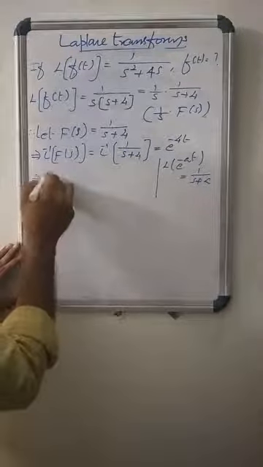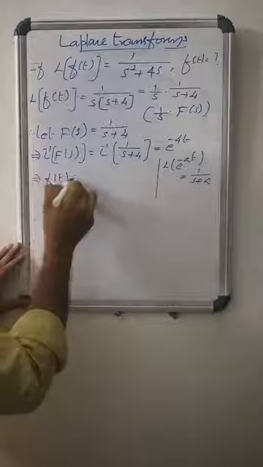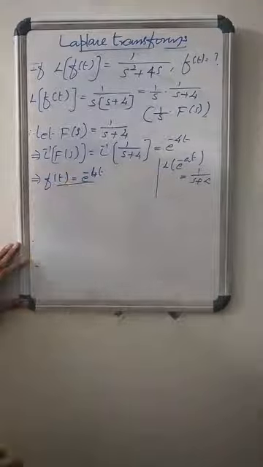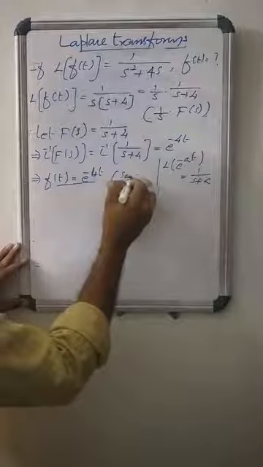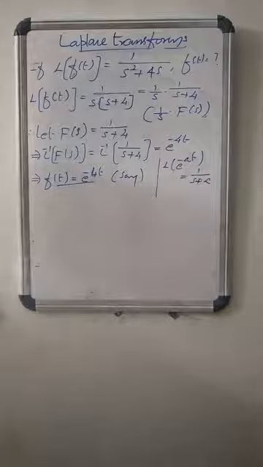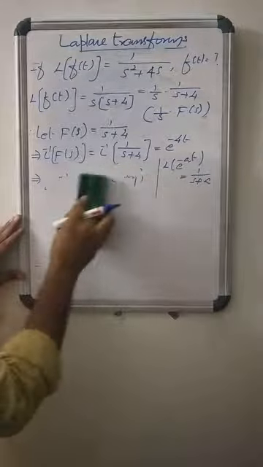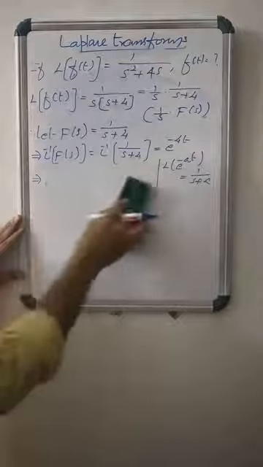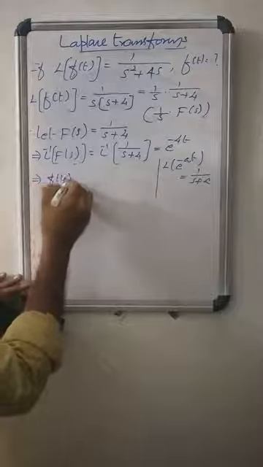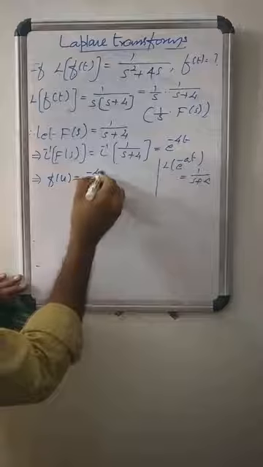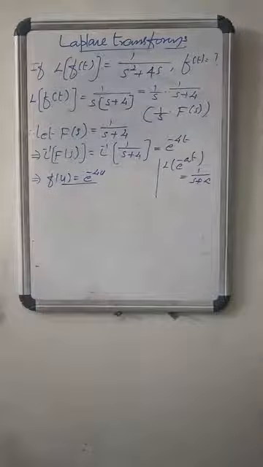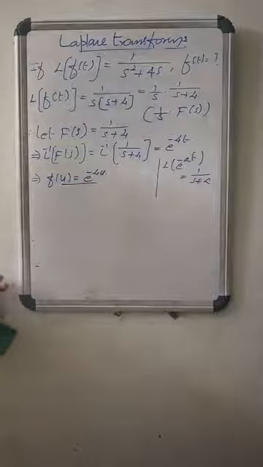That means f(t) equals e power minus 4t. To avoid the confusion, that implies f(u) equals e power minus 4u. Okay. f(u) equals e power minus 4u.